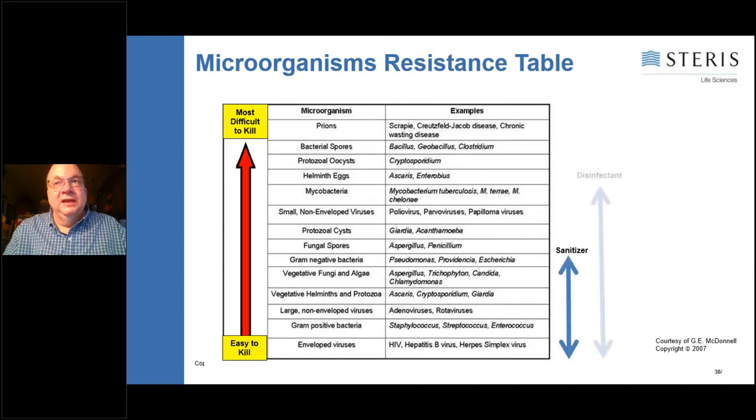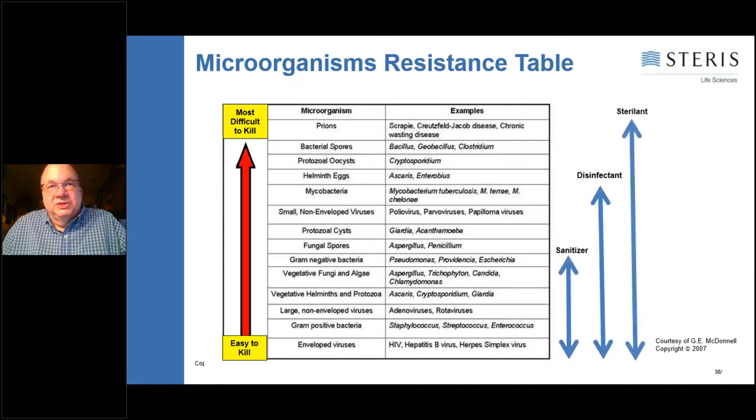And this is a very helpful table that shows the resistance of microorganisms to disinfection and sporicide. So if you look closely at it here, when it comes to bacterial spores, bacterial endospores like Bacillus, those are going to be the worst case organisms in the room, and you will need a sporicide to be able to kill them. So sporicide should be able to kill from your bacterial spores all the way down the spectrum.